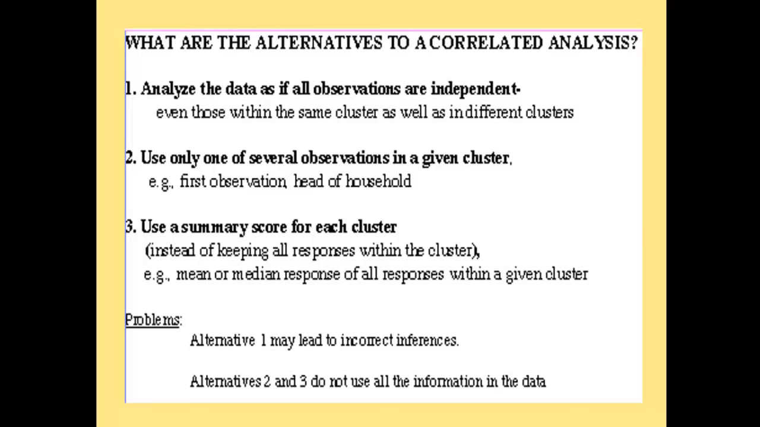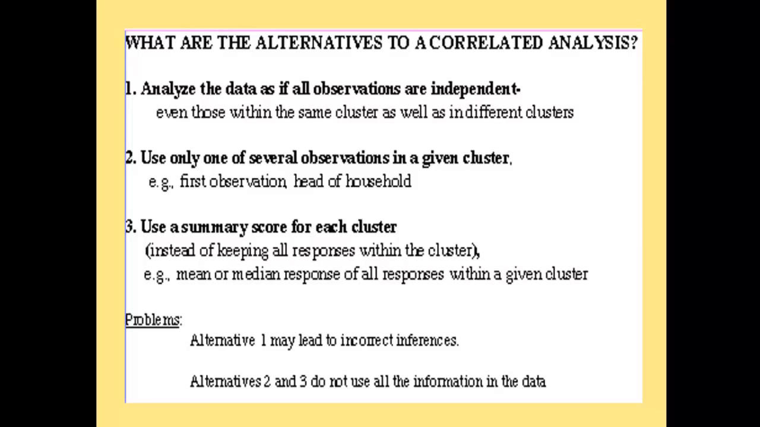I mean, the advantage of one is that you don't have to go through all this mess. The disadvantage is you may get the wrong answer. That's bad. You may get incorrect inferences if you just assume everything's independent. And I have some examples. That Cannon paper that I'm asking you to read is an example to show that you can get incorrect answers.